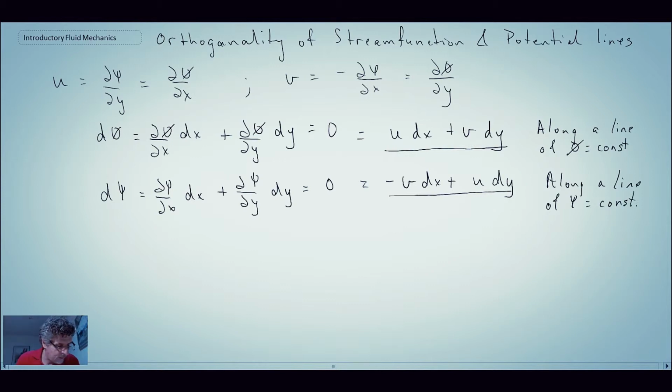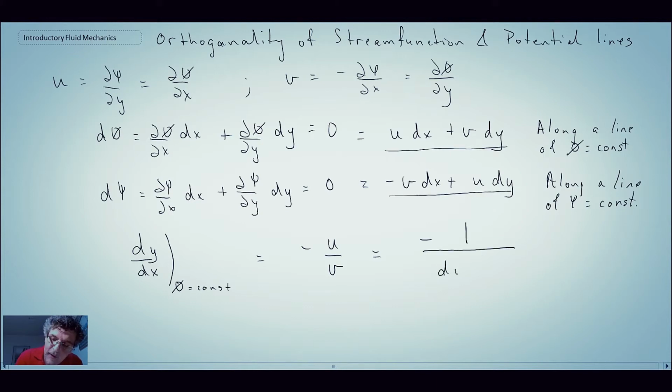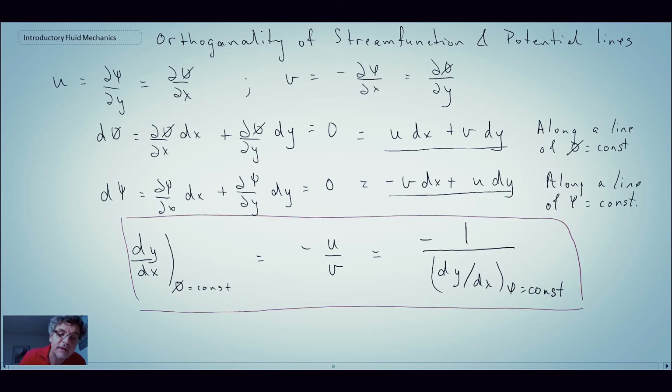So what we can do, we can look at the slope from these two equations, and the slope of dy by dx for a potential line is equal to minus u over v, and you can show that that is the negative reciprocal of the slope of a stream function line. So they are mutually orthogonal to one another, the stream functions and the potential functions.